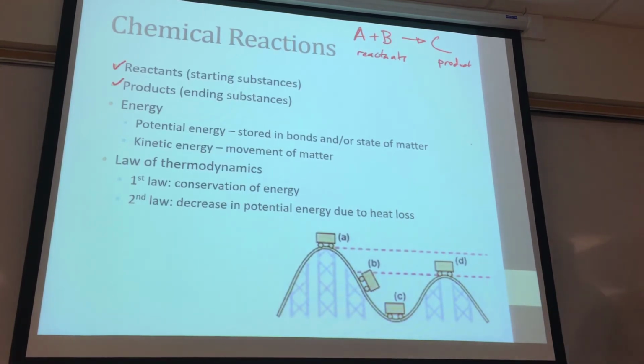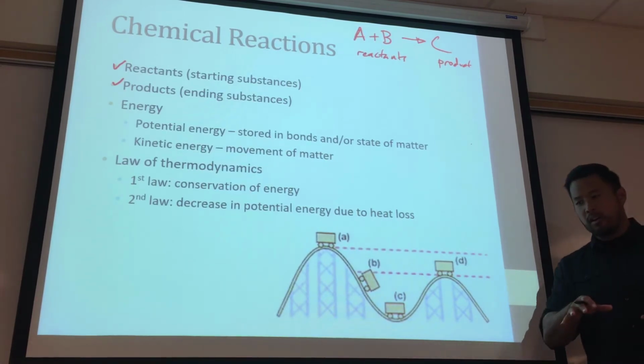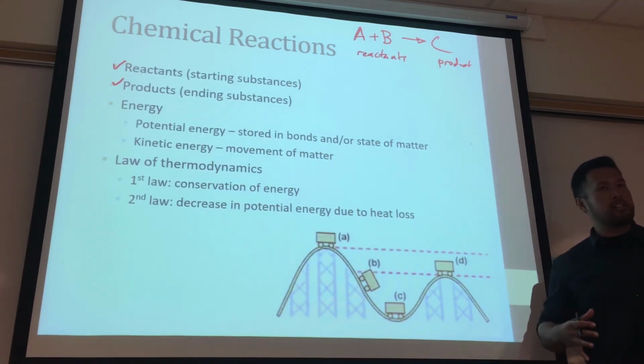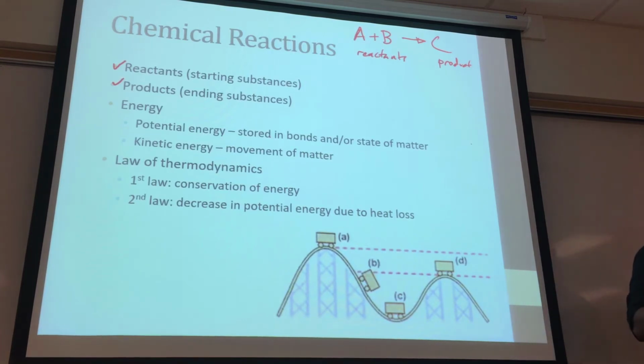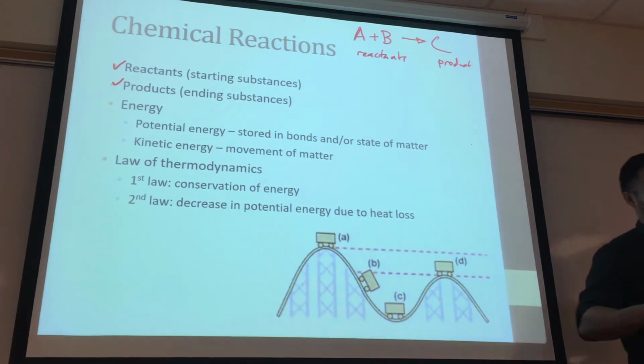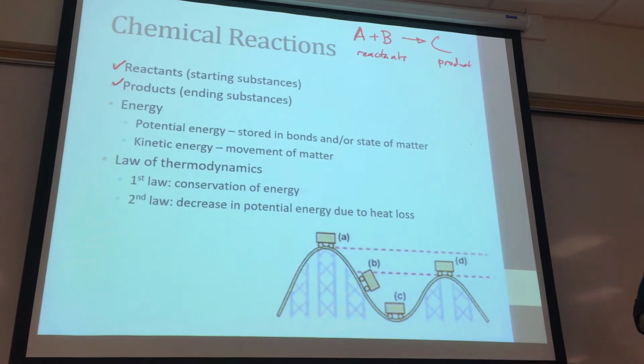In fact, of the amount of food that you eat, 25% actually gets stored as potential energy. The other 75% we give off as heat. And we do that for two purposes. Number one, well, actually I only know one right now, is just to keep your body temperature at about 98.6 degrees. So that's the second law of thermodynamics, the decrease in potential energy.